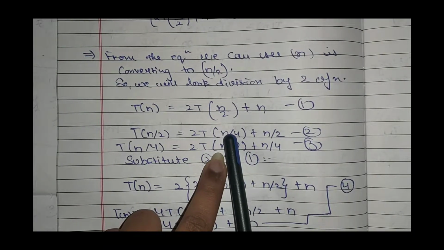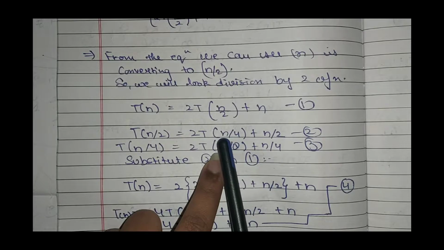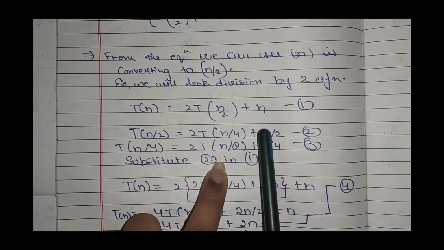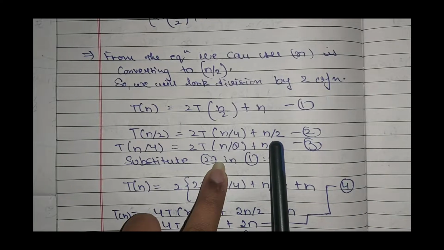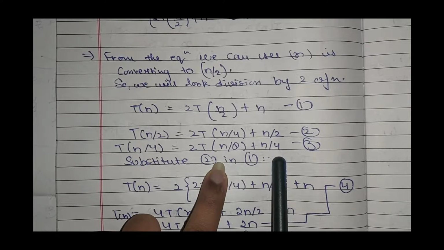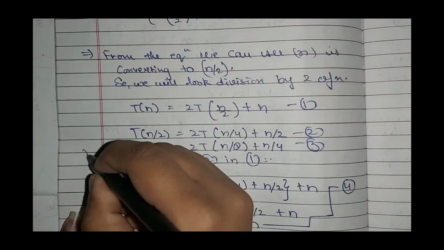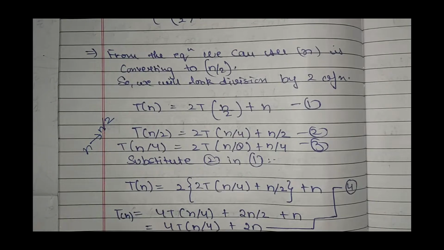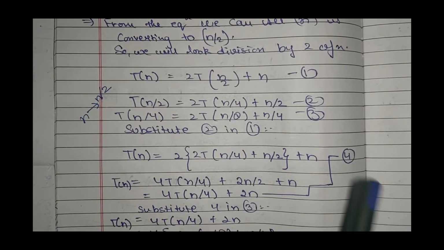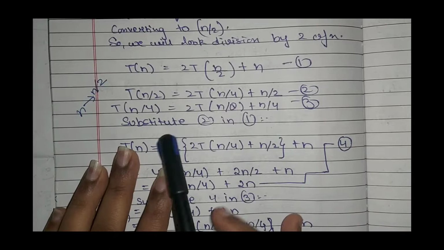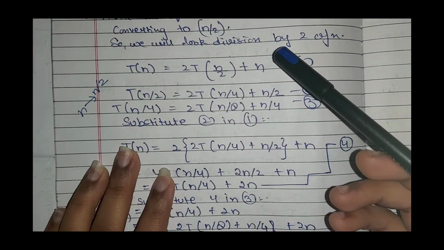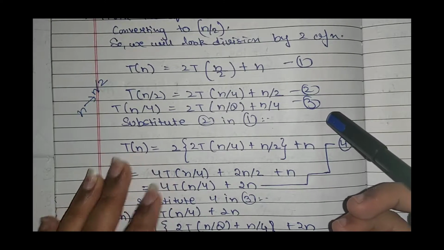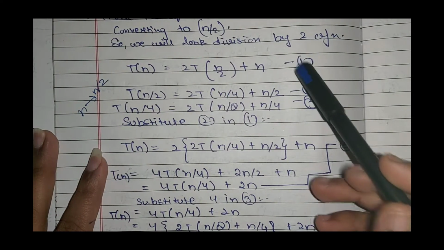How is n converted to n by 2? So n by 2 into 4, what is it? n by 8, plus n by 2 into 2, that is n by 4, as n is converting to n by 2 in every condition. Now we'll move further. We are not required to find more than 3 equations for the understanding. We have taken out 3 equations.